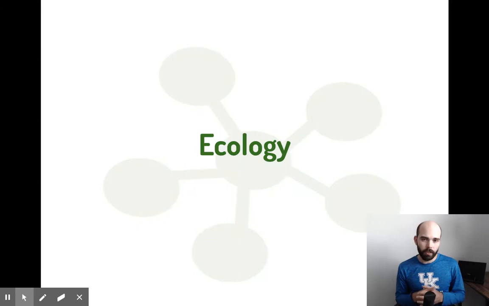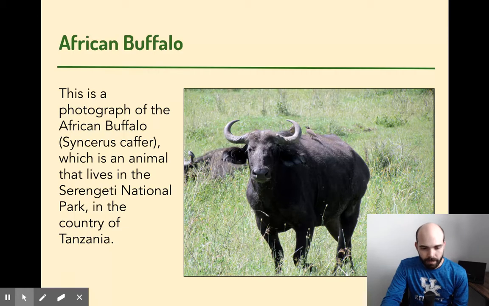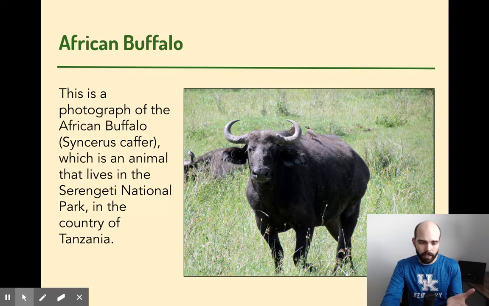And the way that we're going to do that is we're going to look at another national park in the Serengeti. So the Serengeti has a lot of wildlife, one of which is this African buffalo. And they're facing a problem in the Serengeti. These African buffalo, their population has undergone a lot of changes and it's not very stable at all. And I'll show you that in just a minute.